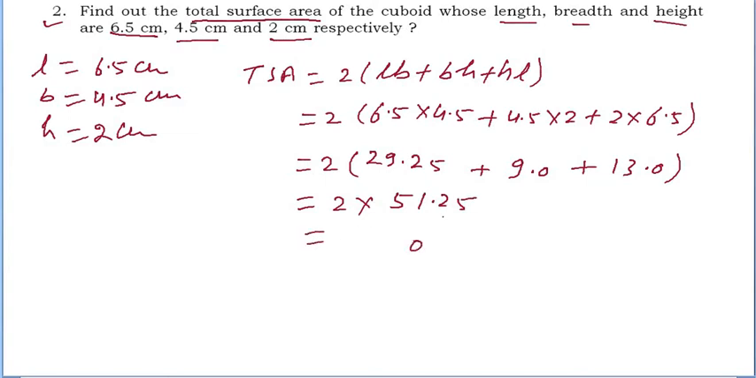Now multiply by 2. So 2 5s are 10 and 2 1s are 2, 2 2s are 4 and 1 is 5. And here 2 1s are 2 and 2 5s are 10. So 102.5 centimeter square. So that is your answer. So you have to write this answer.